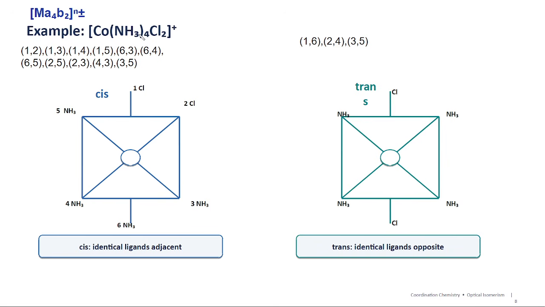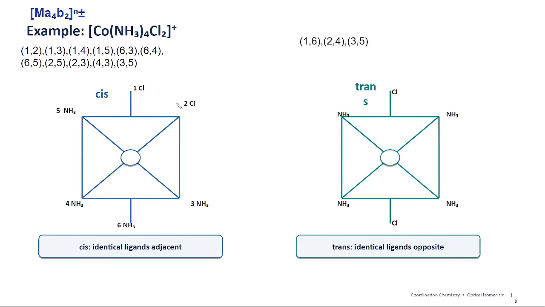The example is tetraamine dichlorocobalt. This is the cis structure and this one is the trans structure. See the positions: first, second, third, fourth, fifth. If you know the cis and trans positions, you can easily identify the cis and trans isomers. The cis positions are 1,2; 1,3; 1,4; 1,5; 6,3; 6,4; 6,5; 2,5; 2,3; 4,3; 3,5.